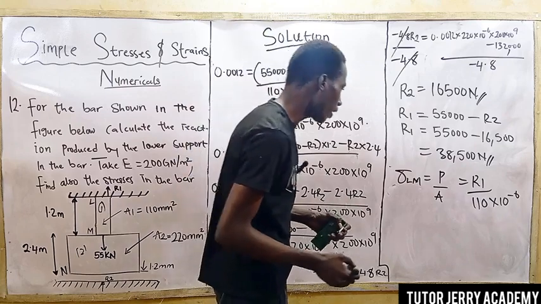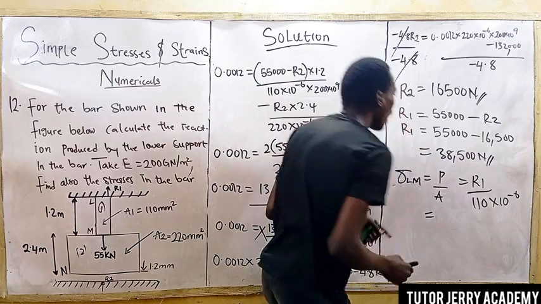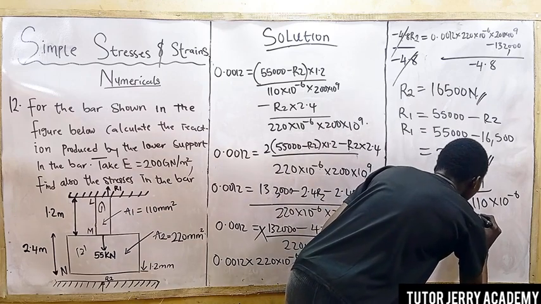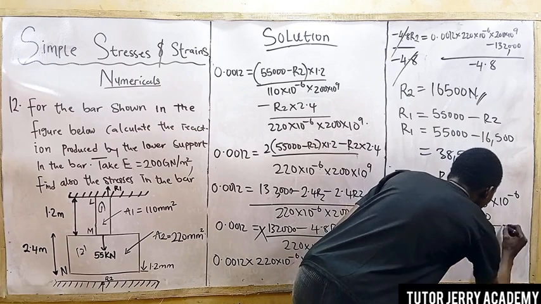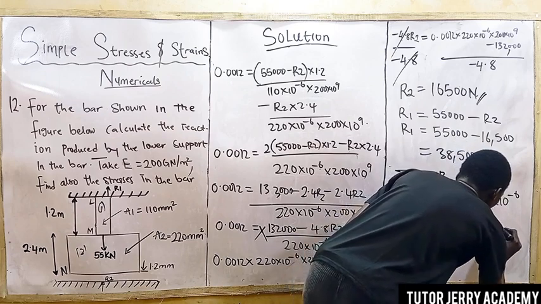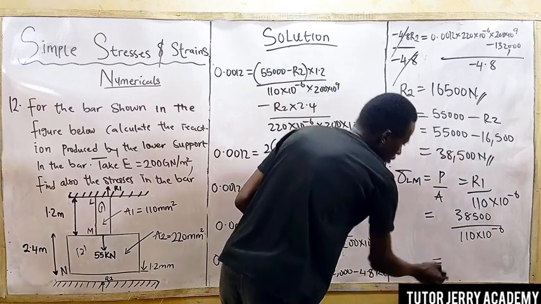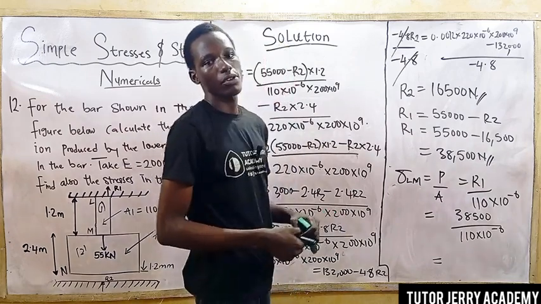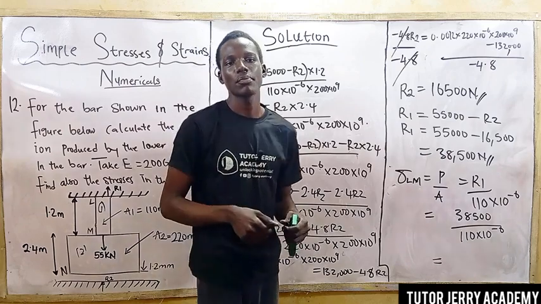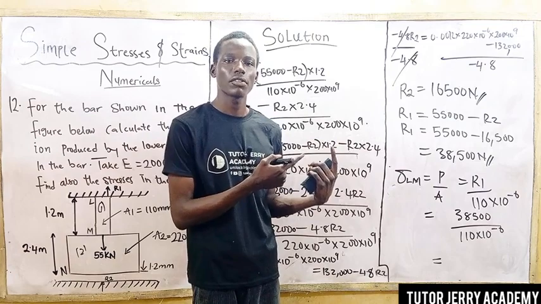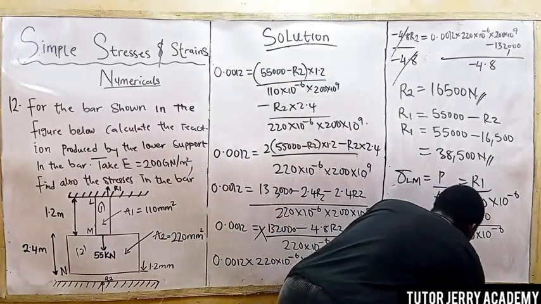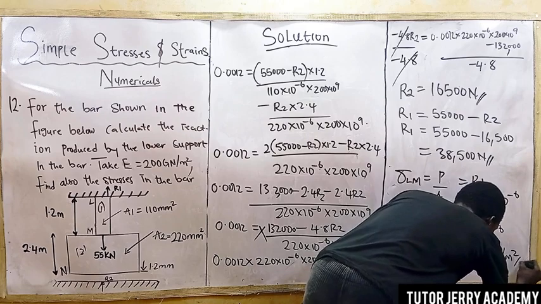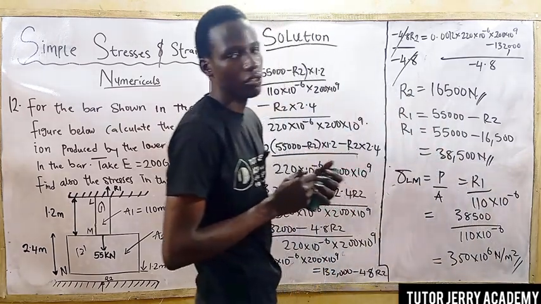So what do we have here? Our R1 is what? 8,500 divided by 110 times 10 to the power of minus 6. Place this in your calculator. You are going to have 77.3 times 10 to the power of 6 Newton per meter squared, because this is what we have.